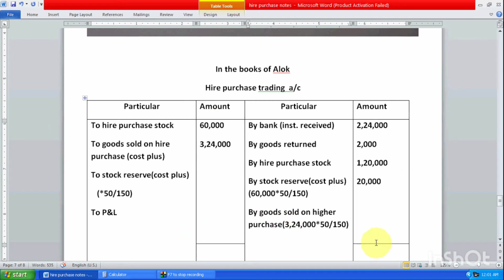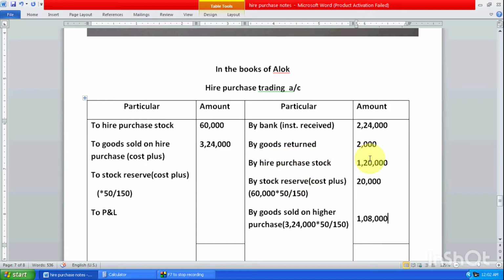Now 3,24,000. This 3,24,000 has 50% added in this amount. So 3,24,000 into 50 divided by 150. How much are we getting? We are getting 1,08,000.